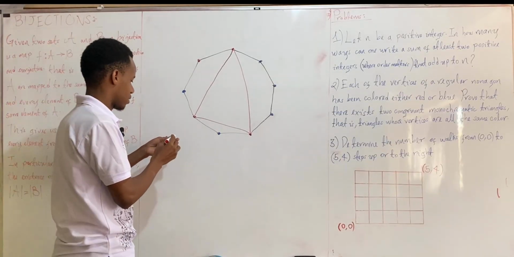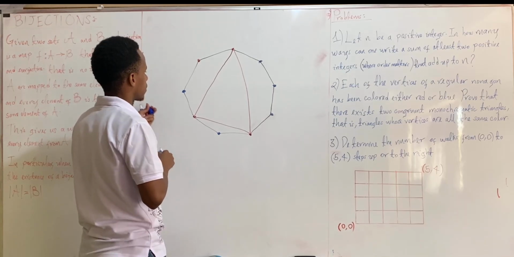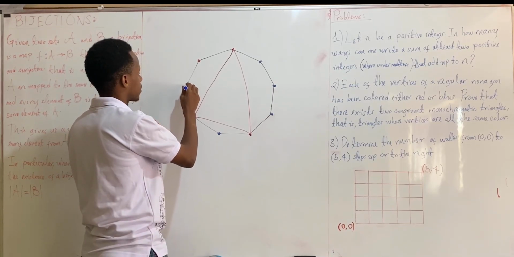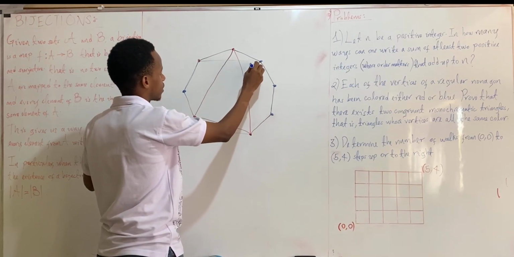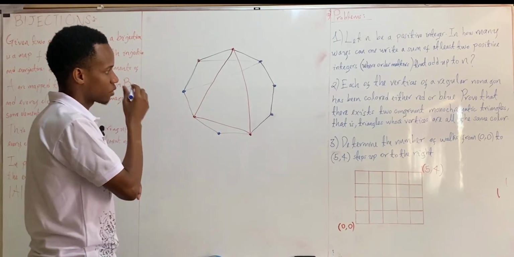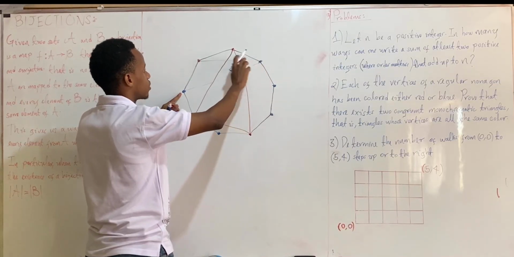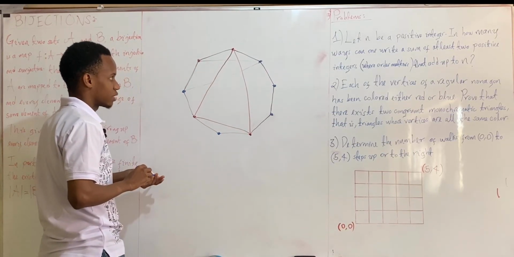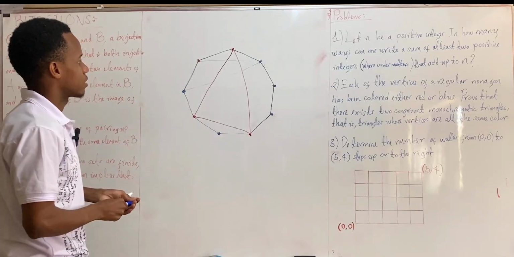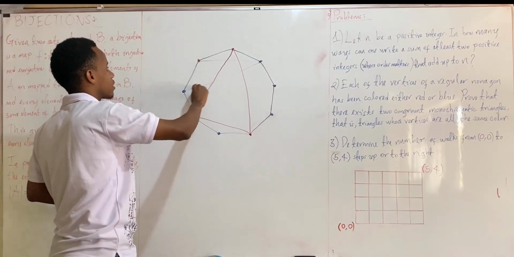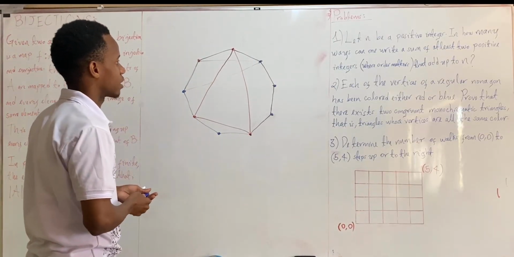For example, you can have another triangle, this triangle over there. This triangle is not monochromatic because although these vertices are blue, the other one is a red vertex. So in this case, this triangle is not a monochromatic triangle.